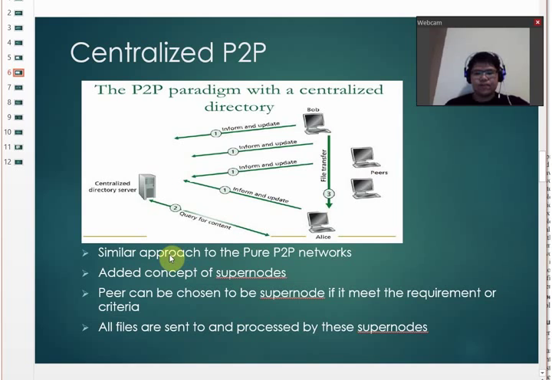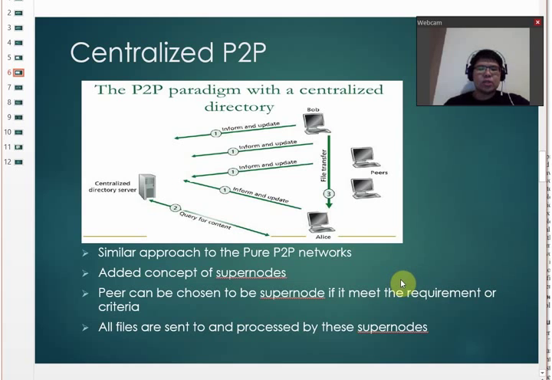These centralized P2P networks are very similar to the pure P2P network, except for the added concept of supernodes. These supernodes are nodes that are dynamically assigned the task of servicing a small subpart of the peer network by indexing and caching file content. Peers are chosen to be supernodes automatically if their bandwidth and processing power are sufficient. All queries for files on this type of network are sent to and processed by the supernodes.